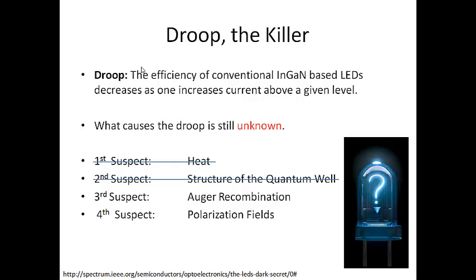A third mechanism is Auger recombination. We have learned this in class before: when an electron combines with a hole, the energy is released not in the form of a photon, but to excite another electron in the conduction band. This model is claimed to fit the experiments very well, but there are still doubts about it. Moreover, polarization fields are claimed to drive electrons out of the active region, especially under high power, which kills the recombination and light emission.